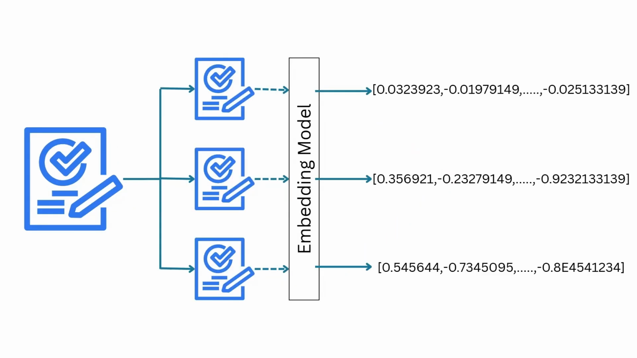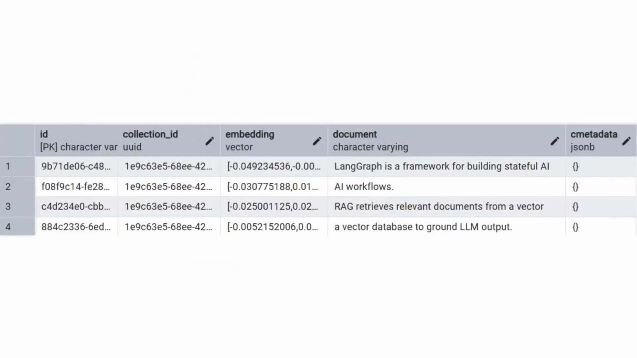Now for every chunk, it creates its vector embeddings, which is a numerical representation of text and other data in a high dimensional space. Something like this list of numbers separated by comma. We can create vector embeddings using one of the embedding models like OpenAI's text embedding 3 small or text embedding 3 large. And this is the way we store the chunks and their vector embeddings in the vector database.